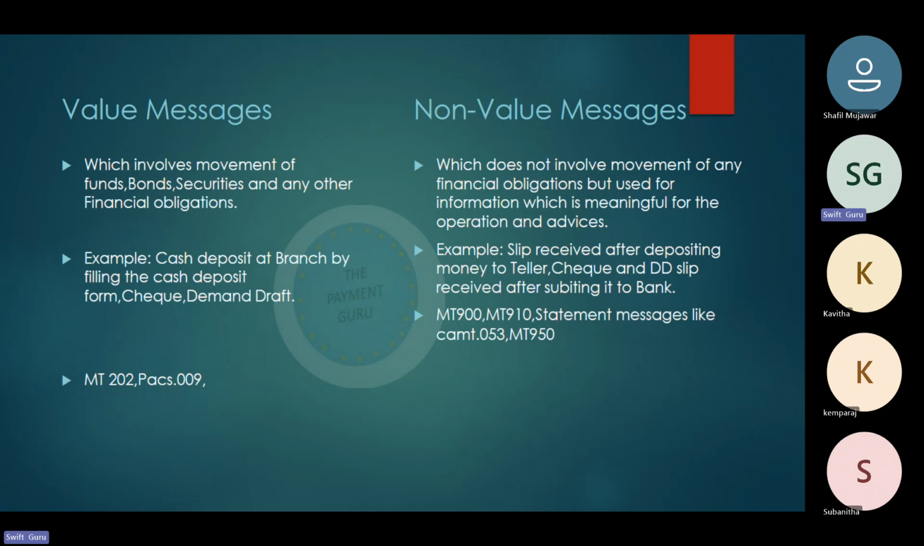Similarly, for non-value messages, after you deposit the cash deposit form and they take the cash, there will be a slip given by the person who is processing your payment. The deposit slip is basically a non-value message. The check and demand draft slip which you receive after depositing is also a non-value message. MT900, 910 and the ISO 20022 messages related to non-value are the electronic examples of non-value messages that we'll discuss at a later point of time.